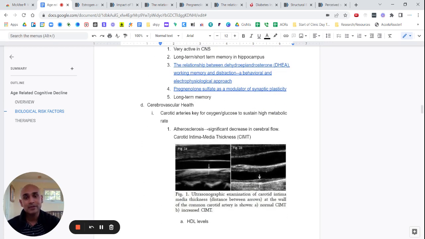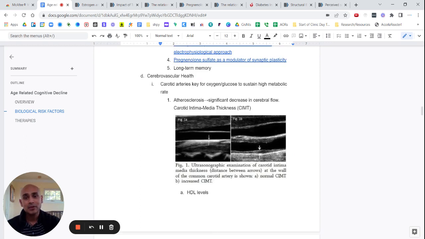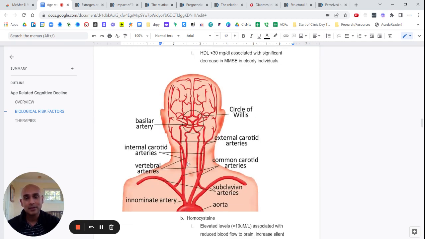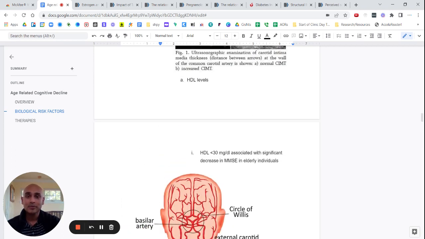What about cerebrovascular health? One way in which we can determine your vascular health is to look at the large perfusing artery to the brain, and that's the carotid artery. You can see it right here. See the common carotid artery. On the left side, it comes off the aorta. On the right side, it comes off the innominate artery. And this branches off to perfuse many of the areas of the brain. So it's very important that these carotid arteries are open and have appropriate blood flow.